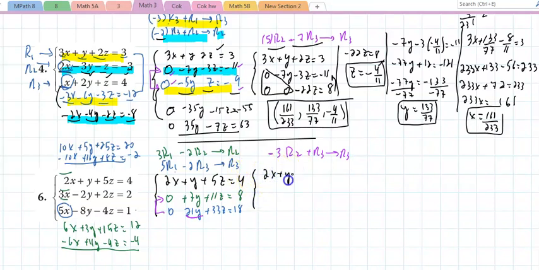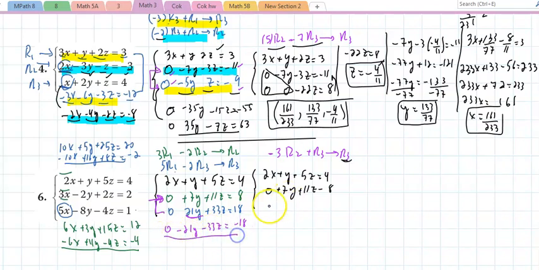Equation 1 is unused, unchanged. Equation 2 I'm using, but I'm not going to change it, because that's the only row that's going to change. And if I get to the third row, multiply row 2 by a negative 3. That makes it 0 minus 21y minus 33z equaling negative 18.